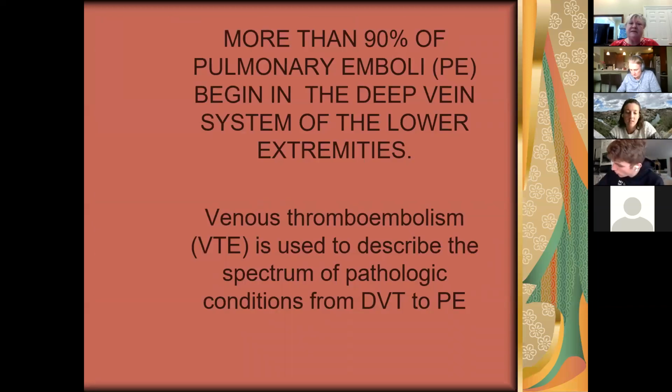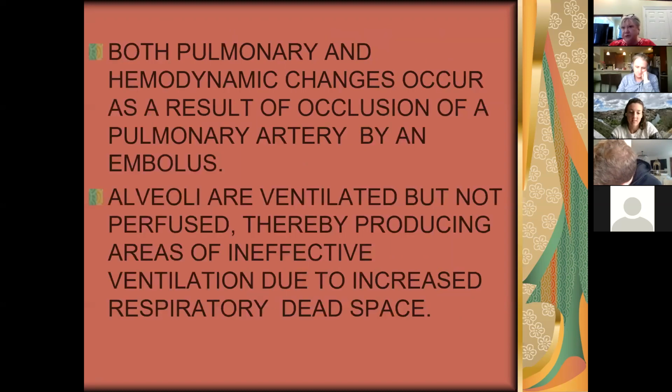More than 90% of PEs come from deep vein thrombosis. So, we use the term venous thromboembolism, VTE, to describe the spectrum from DVTs all the way to PE. So any of the clotting disorders is referred to as VTE in today's literature. Okay. Now, it affects both the pulmonary system and the hemodynamic changes, hemodynamic meaning cardiovascular changes that occur by blocking of the pulmonary artery.